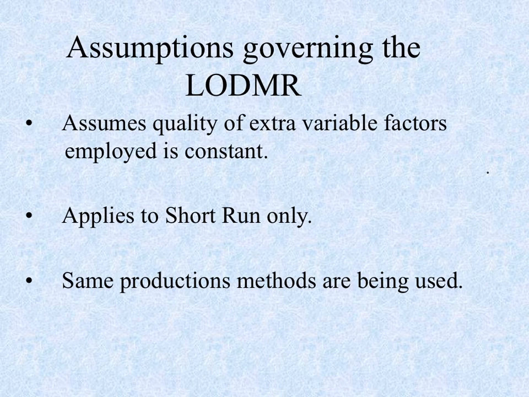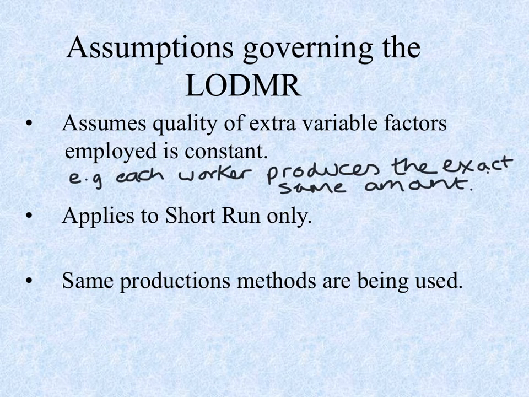Okay, so some assumptions then with the law of diminishing marginal returns. The first assumption is that it assumes the quality of the extra variable factors employed is constant. An example here is that each worker, because workers' labour is a variable factor, produces the exact same amount, which we know won't be true. Some workers will be more efficient than others, some will work a bit quicker, some a bit slower, so that's not always the case.